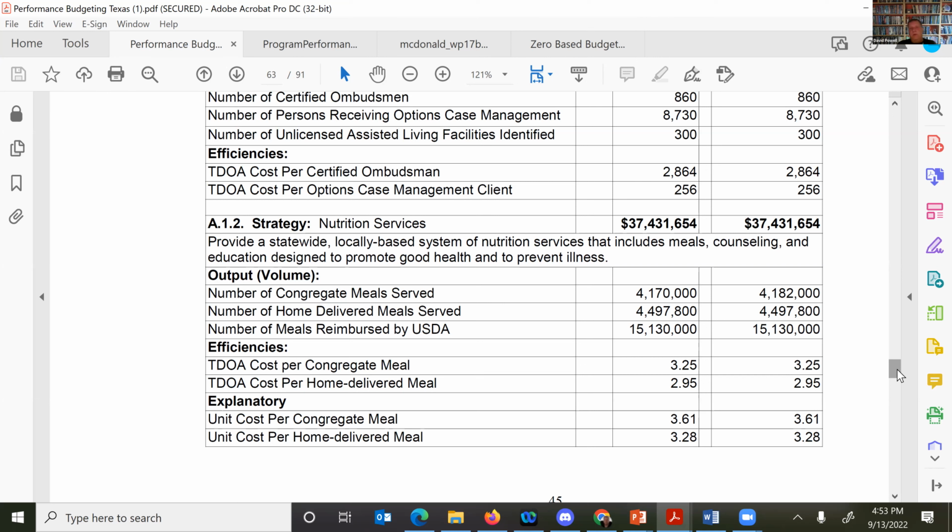So any types of performance measures that you see built into your city's budget, for our purposes in this class, will then qualify that budget as a performance-based budget.